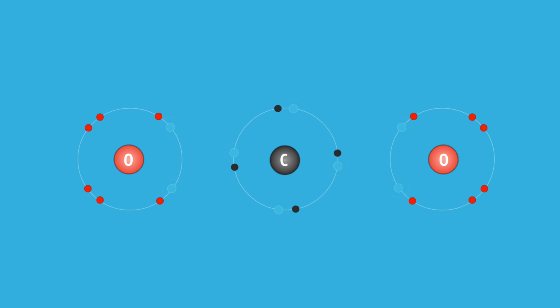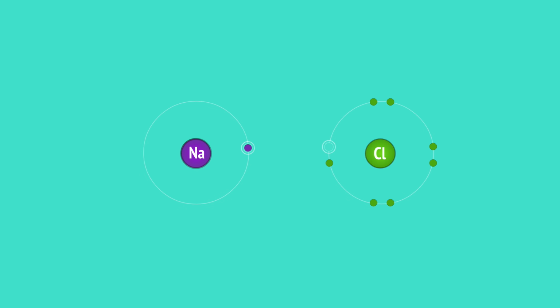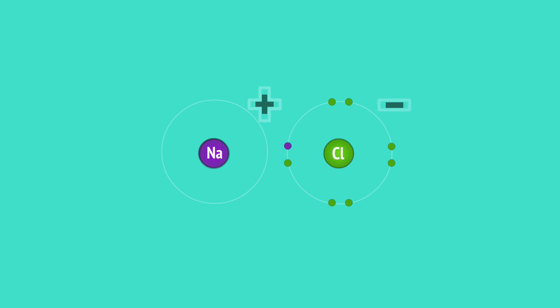Sometimes valence electrons are shared between atoms, resulting in molecules and covalent compounds. Other times, valence electrons are transferred between atoms, resulting in ions and ionic compounds. It all comes down to the number of valence electrons in the atoms involved.